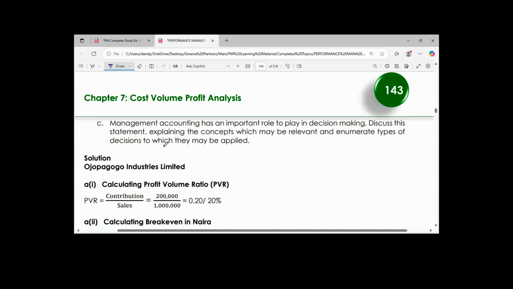Therefore, I want to ask you, how do we answer this requirement number C? If you know it, raise your hand. Requirement number C, how do we answer it?